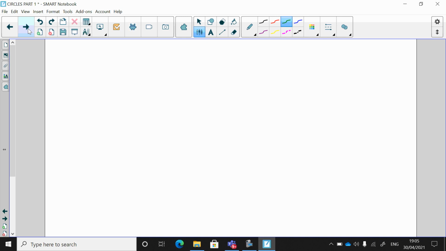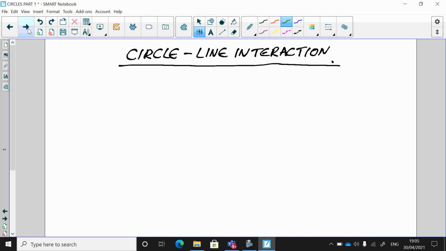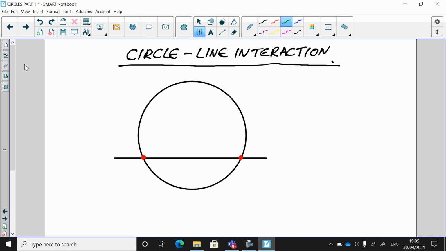Right. Okay. Another blank page. That means we're going to go into something new. Here's where I upset you. Circle line interaction. What are they talking about here? There you've got a circle. There you've got a line. But we get different types of interaction here. That looks like the line is cutting the circle at two distinct points. So it looks like there's 2 points of contact.